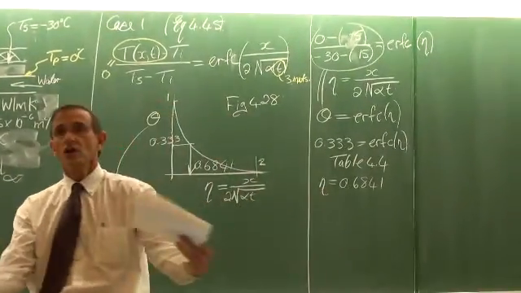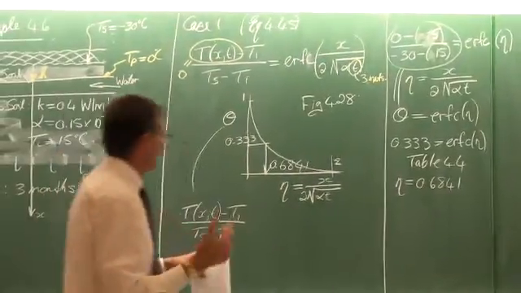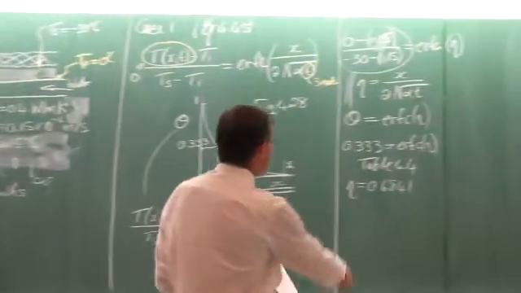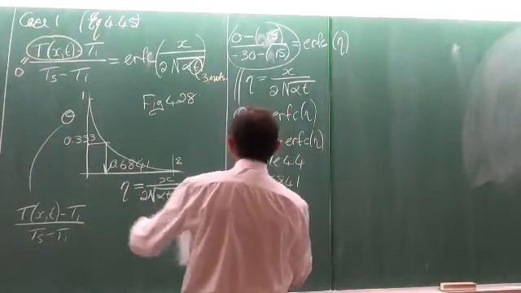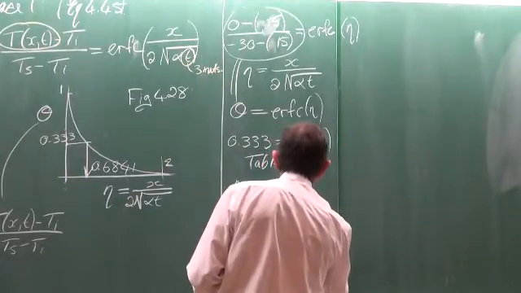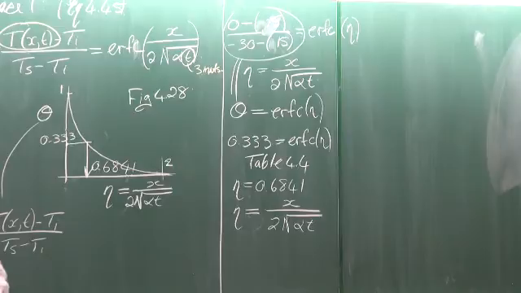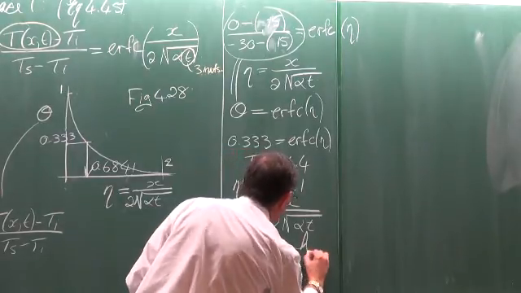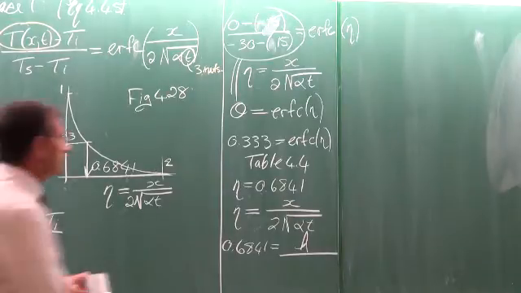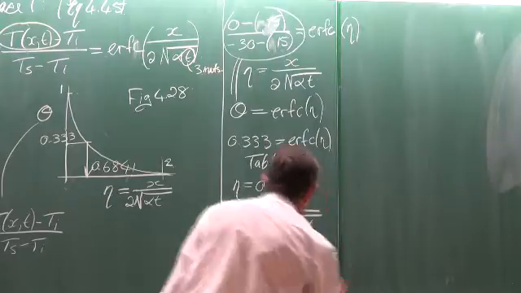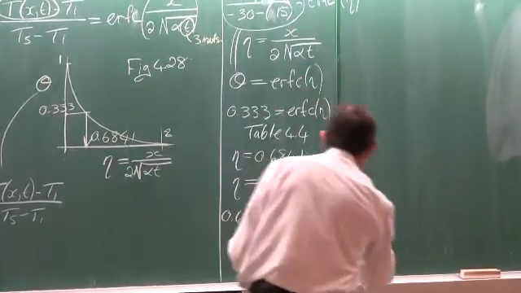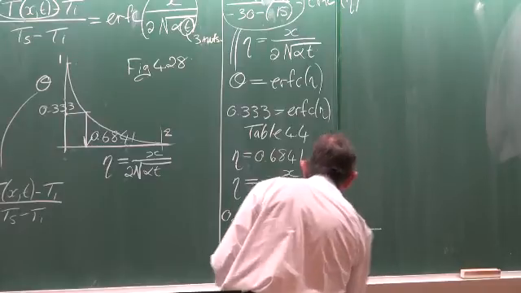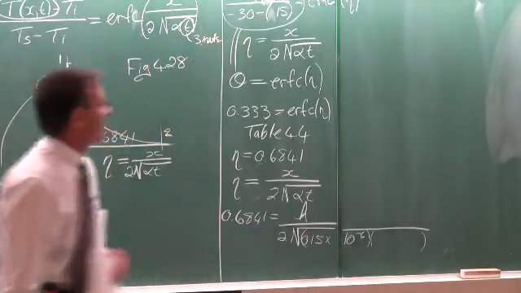Now that we have eta, nobody asked you to calculate eta. We want to know x, or the height. Eta, by definition, is equal to x divided by 2 times the square root of alpha t. Eta, we have solved as 0.6841, which is equal to h, the depth that we want to solve, divided by 2 times the square root of alpha, and alpha is equal to 0.15 multiplied by 10 to the minus 6 multiplied by the time in seconds.